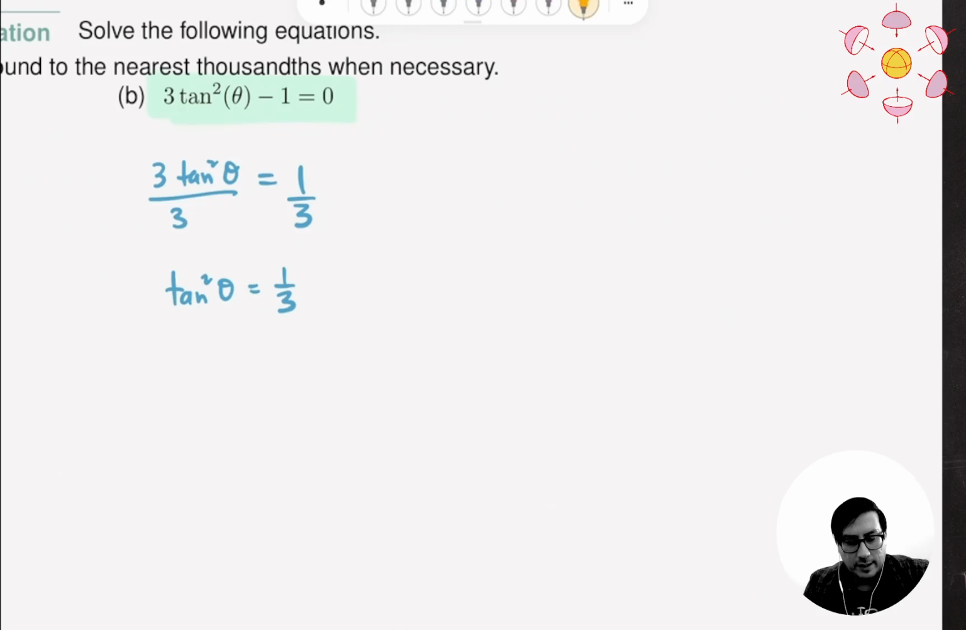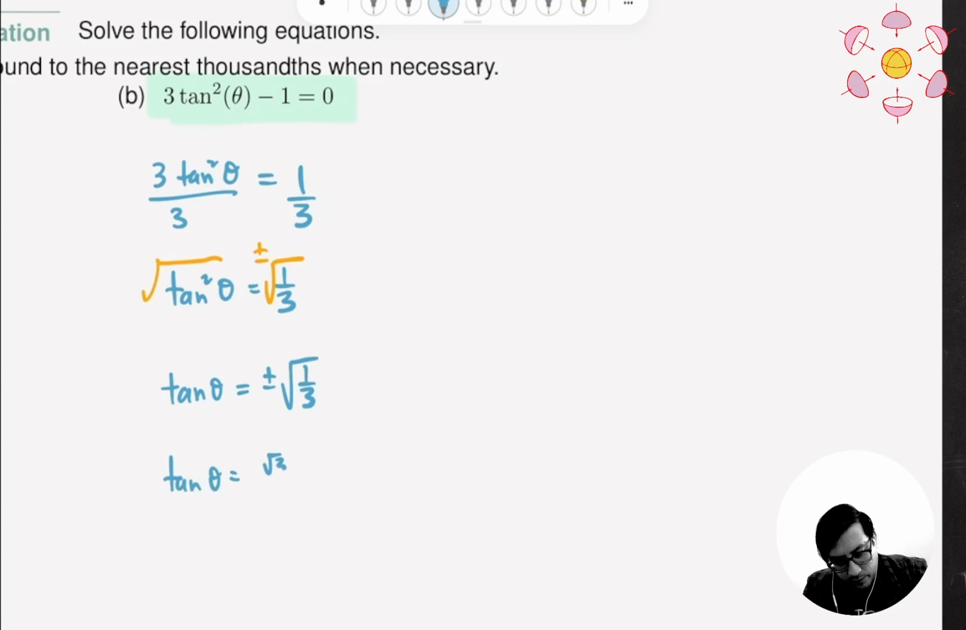Now let's take a square root. Don't forget, when you take a square root, you're going to do plus or minus. So we've isolated tangent theta as plus or minus the square root of 1 over the square root of 3. So tangent theta is plus or minus root 3 over 3. For this one, we've solved it using the graphing approach, so I'm going to do the same thing here. Let's draw it right here. We have plenty of space.